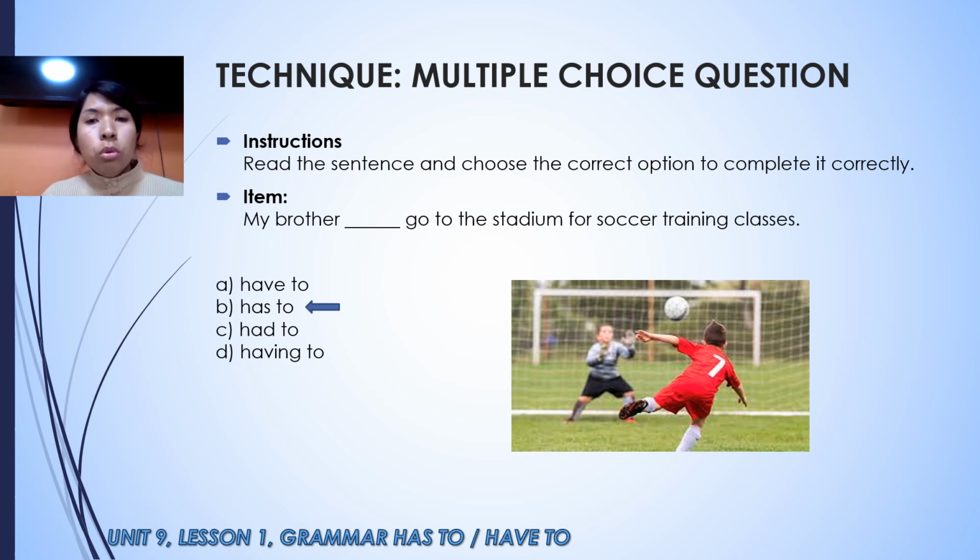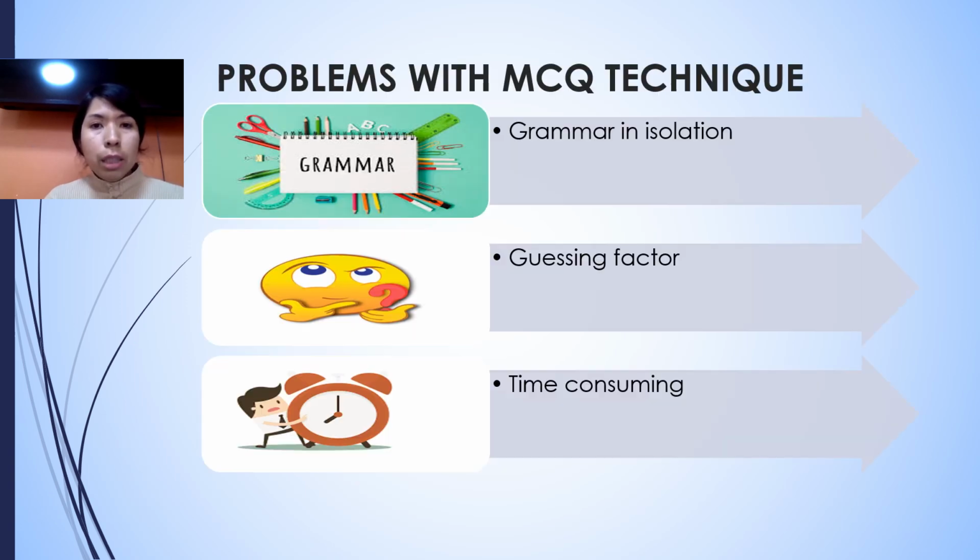And why did I choose multiple choice questions? Because it's a good tool to check grammar accuracy, and also we force students to distinguish between different verb tenses. The problem that I found with this technique is, first, grammar in isolation. We as teachers only check grammar in isolation, but we don't know if our students can use has to and have to in a real life context.